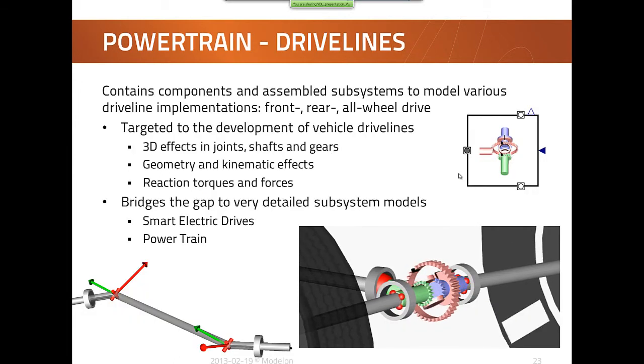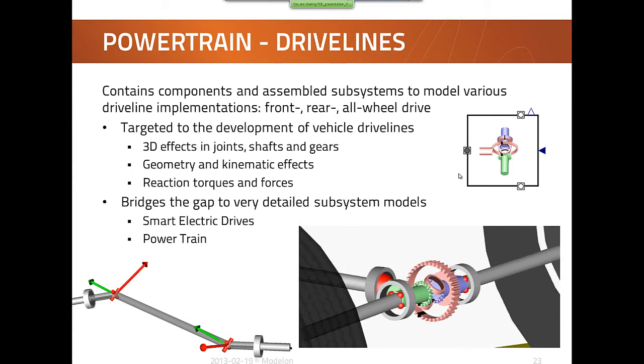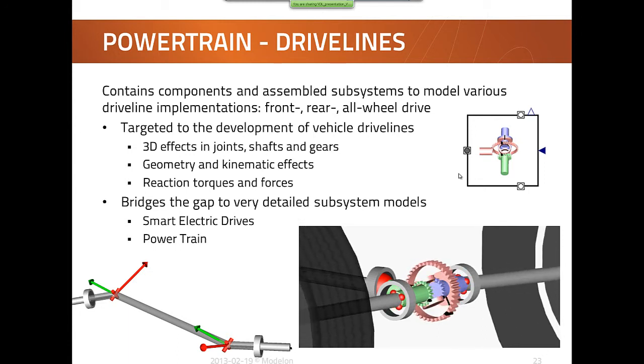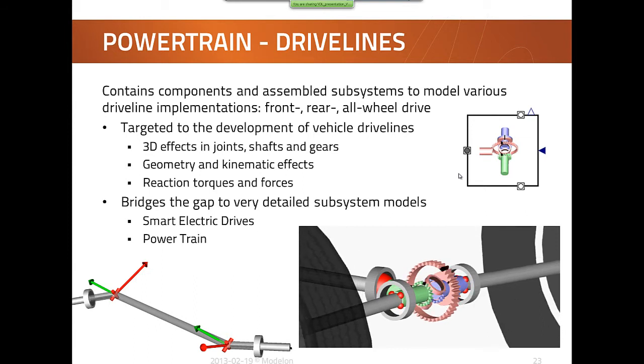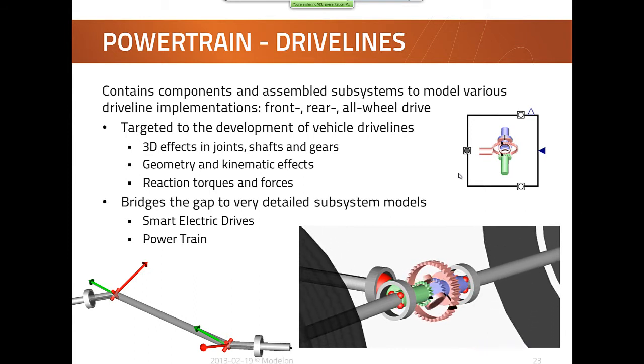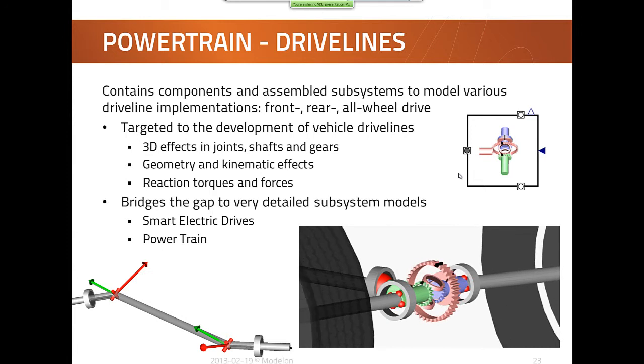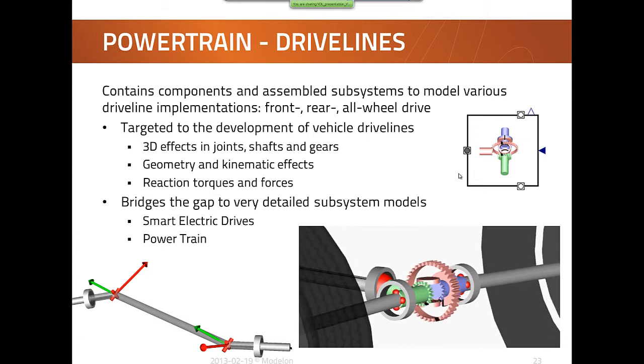Another aspect in the VDL is the ability to model powertrains and the components associated with the powertrain. So we have a package called Drivelines within the VDL, which contains all the components and assembled subsystems to model various driveline implementations such as front, rear, and all-wheel drive. Obviously these components are targeted to the development of vehicle drivelines. In order to properly model drivelines, we have the ability to compensate for 3D effects in joints, shafts, and gears. We can get the kinematic and geometric effects in the drive shaft, which allows us to look at reaction torques and forces.